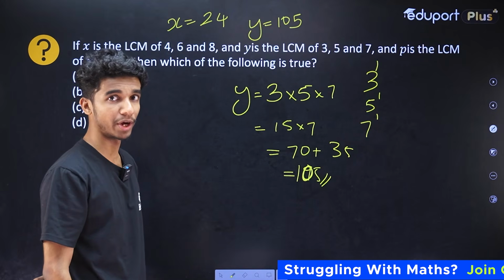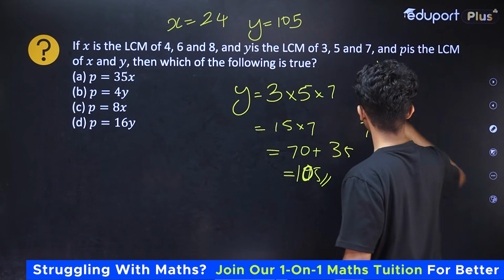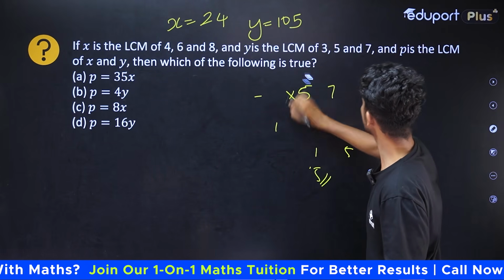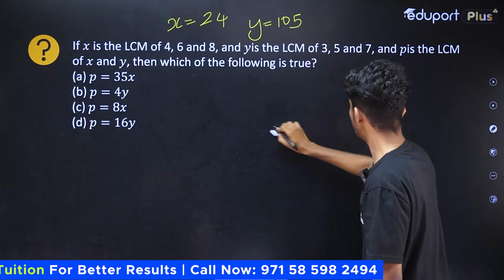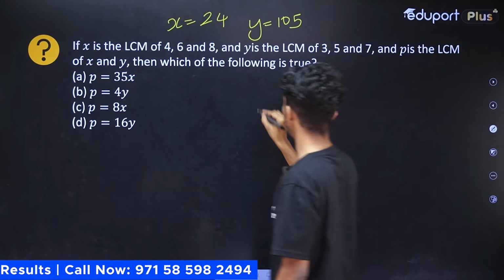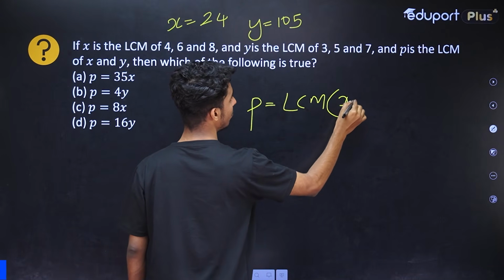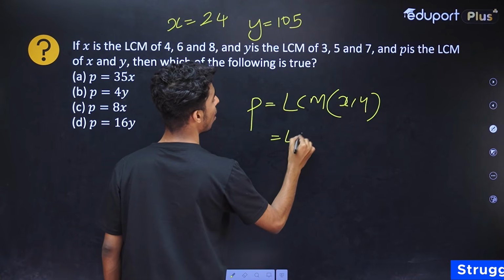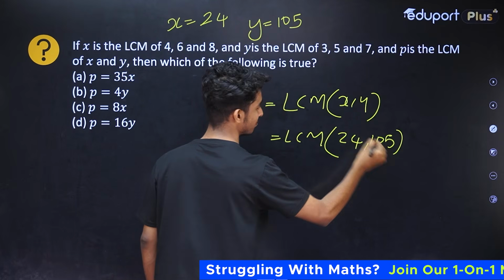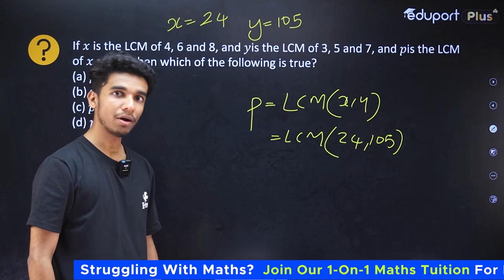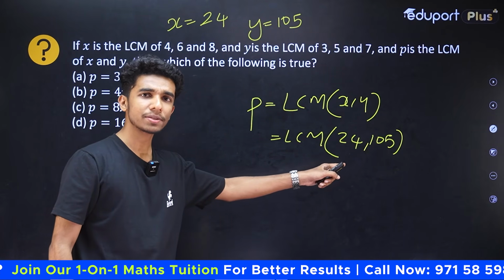Finally, we have to find P. What is our P? Our P is none other than the LCM of x and y, the LCM of 24 and 105.